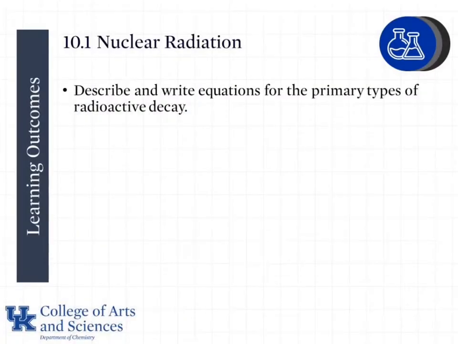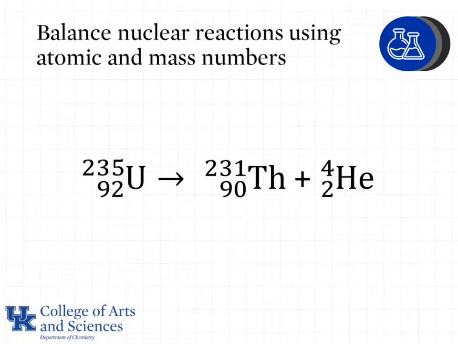In this lesson, we will describe and write equations for the primary types of radioactive decay. When we balance nuclear equations, we look at the atomic and mass numbers. For example, the mass number for uranium in this reaction is 235. When we look at the product side of our equation, we have 231 plus 4 equal to 235.